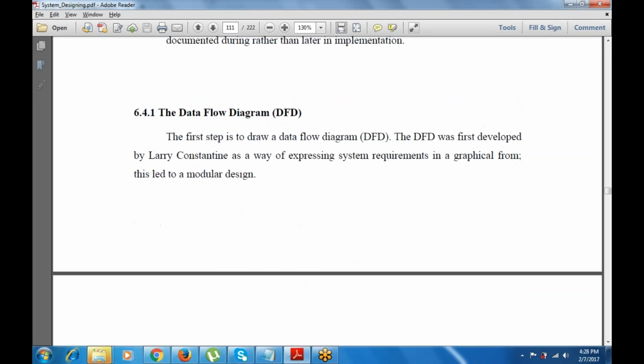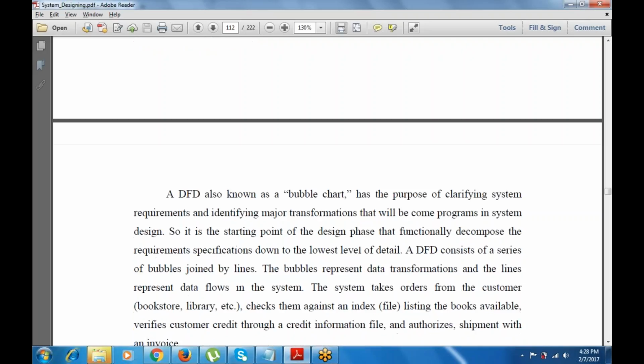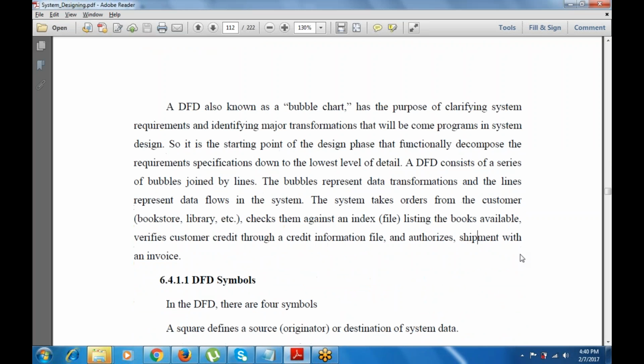Now, next is what are the various steps, or we can say what is the DFD, and what are the various symbols that are available in the DFD. Another name of DFD is the data flow diagram, or we can say the bubble chart, which has the purpose of clarifying a system. It is used for clarifying a system requirement and identifying the major transformations that are available within the system.